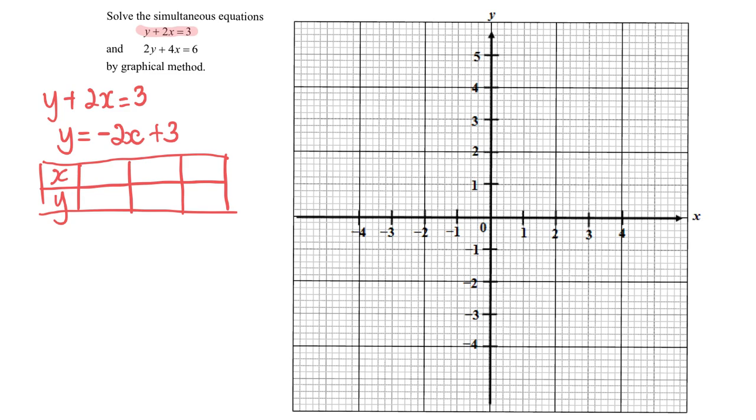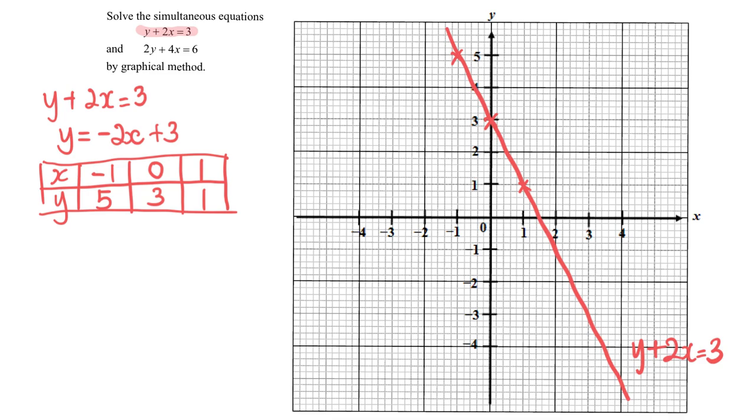Hey, wait a minute. Negative 2x plus 3. If you have looked at the previous example, you will see that this is actually this. So negative 1 and 5, 0 and 3 is this point, 1 and 1 is this point. So I'm going to draw this particular line. And this is actually y plus 2x equals 3.